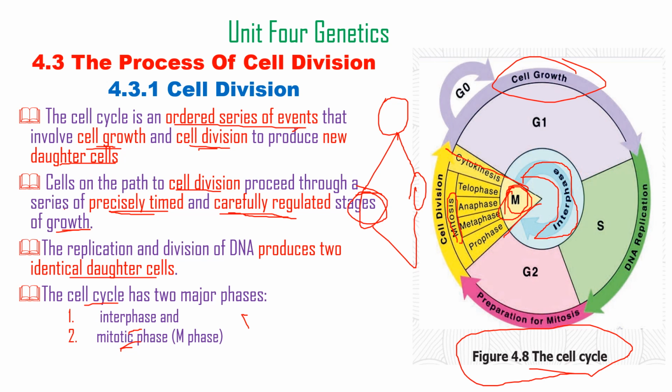And lastly, this phase is culminated or ended with what? Cytokinesis. So the cell division part is known as this part. So the two main phases of the cell cycle are the interphase and what? The mitotic phase or the cell division phase. These are the main phases of the cell cycle.